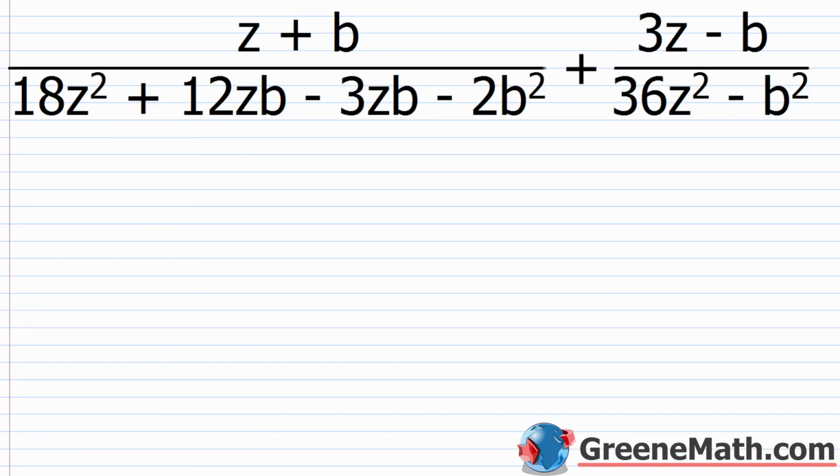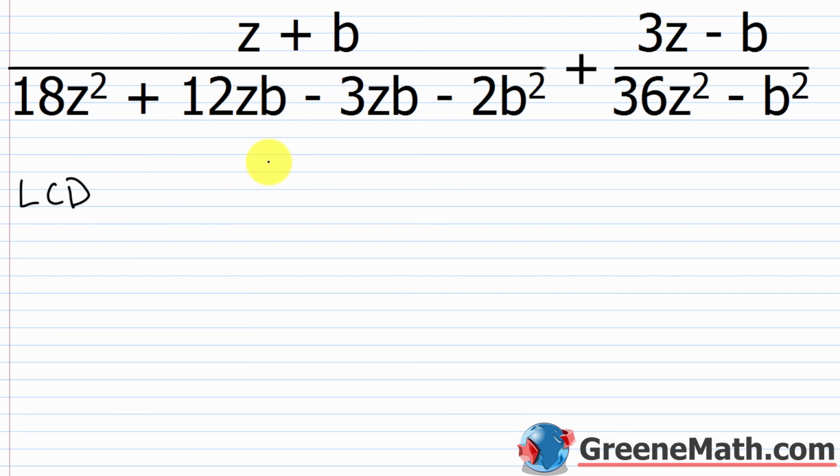All right, so we saved the best for last. Here's one that you might get, something extremely tedious. I have z plus b over 18z squared plus 12zb minus 3zb minus 2b squared plus 3z minus b over 36z squared minus b squared. Now, to find the LCD, I've got to factor these denominators first. And this might take a little while.